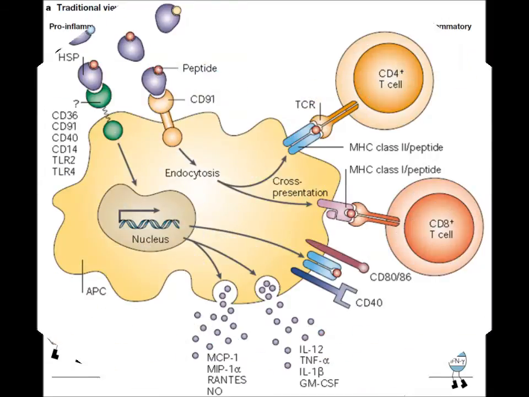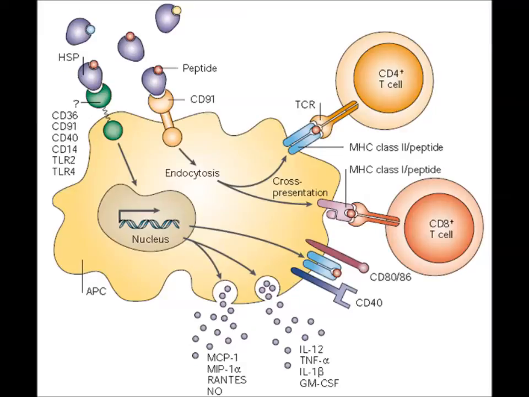The extracellular heat shock protein 60 or heat shock protein 70 can bind to receptors on the surface of immune cells and activate the immune response, including the activation of the NF-kappa B signaling pathway to induce the expression of pro-inflammatory cytokines such as interleukin-12, TNF-alpha, and interleukin-1 beta.